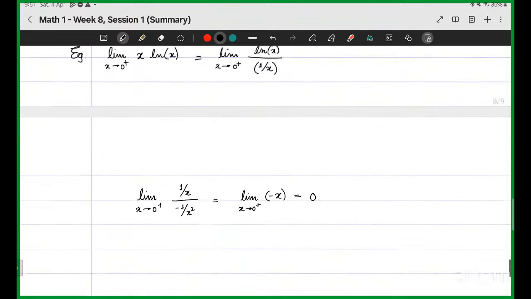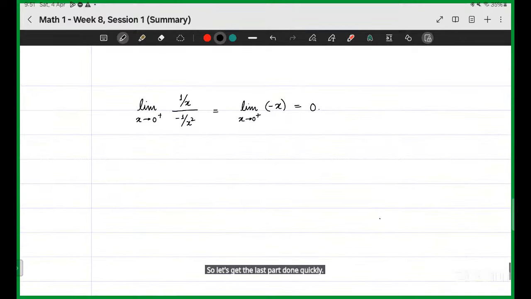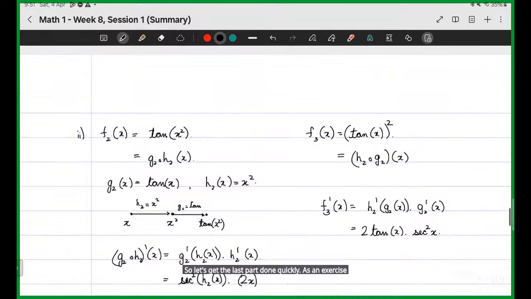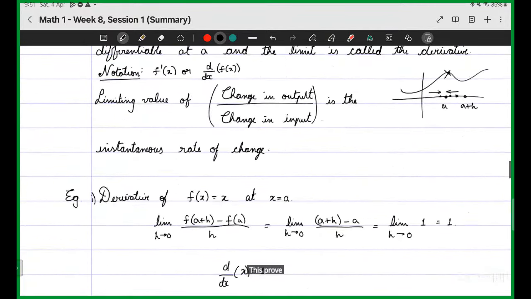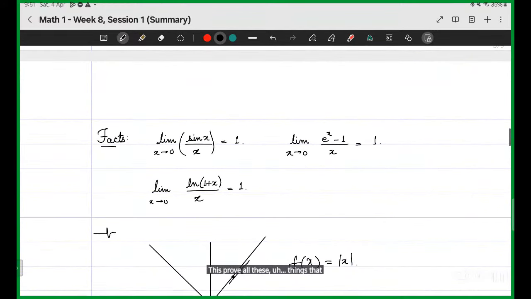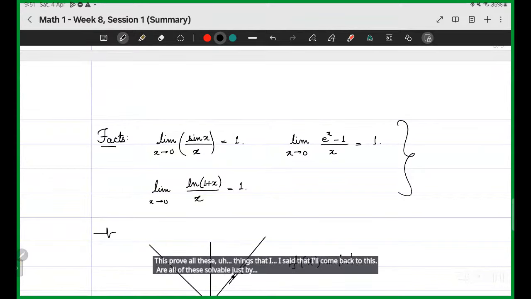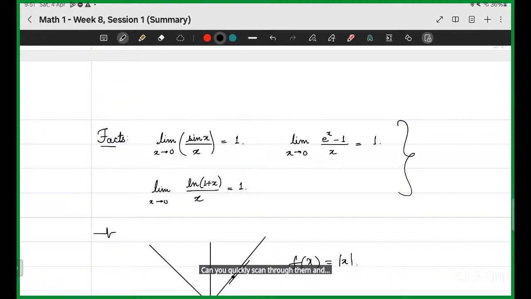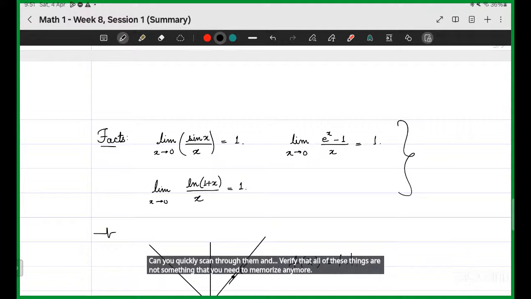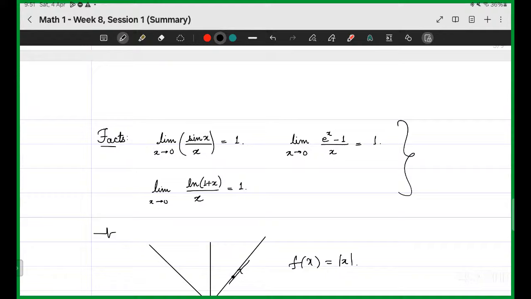Okay, so let's get the last part done quickly. As an exercise, you can take this and prove all these things that I said, and I'll come back to this. Are all of these solvable just by the rule now? Can you quickly scan through them and verify that all of these things are not something that you need to memorize anymore? Do you see it? Yes, sir. All of this can be done using L'Hopital rule. Yes.